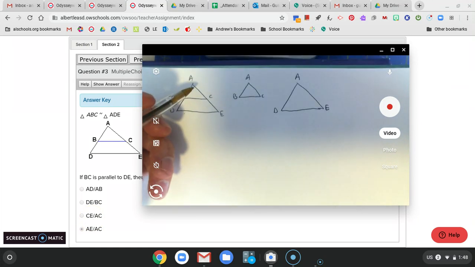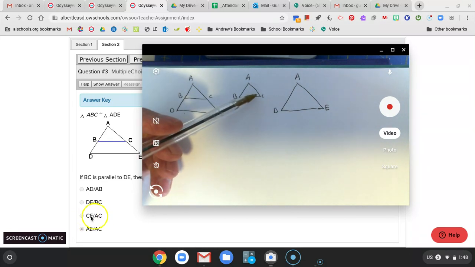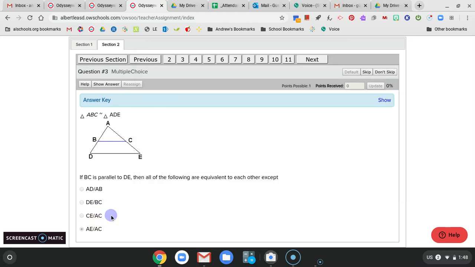CE and AC, yes, they're on the same line here, but CE is not an entire side of a triangle. It's just part way down, halfway maybe, but it's hard to tell exactly. CE is not a side on either triangle. So that's why this third option is not, that's what it says here, all the following are equivalent to each other except the one that doesn't work.